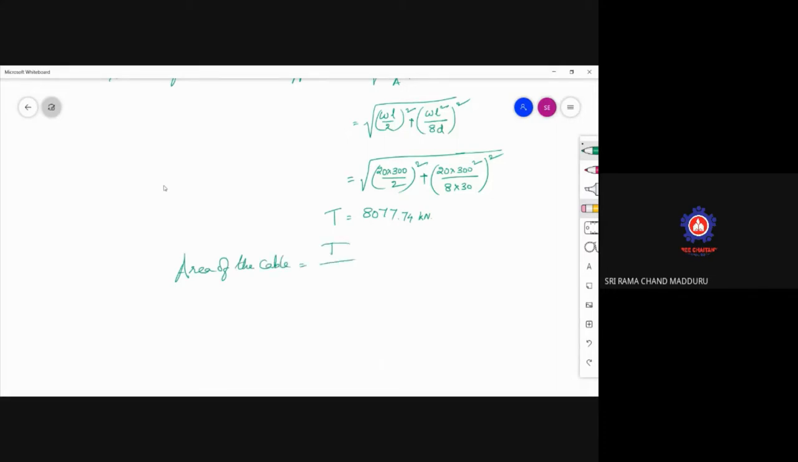T by 150. 150 is the maximum allowable stress. Which is 8077.74 into 10 cube by 150. What is the area of the cable? So what is the value here? 53851.6.